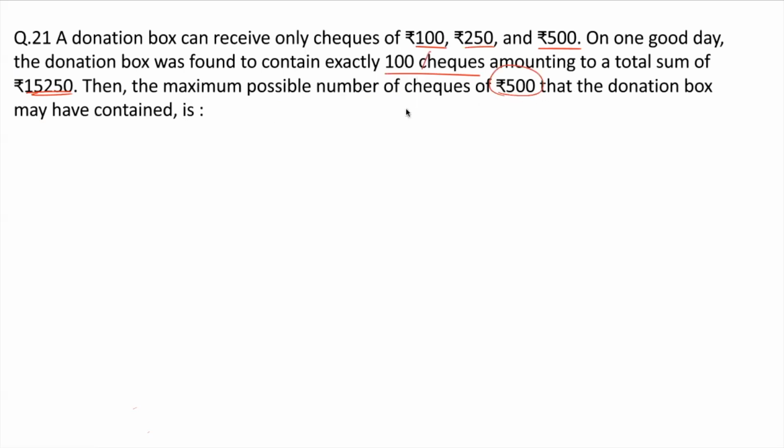Okay, so let there be x number of 100 rupee checks, y number of 250 rupee checks, and z number of 500 rupee checks. The total amount you will collect is 100x plus 250y plus 500z is 15,250. Now you can continue working with big numbers. I would suggest that you reduce them.